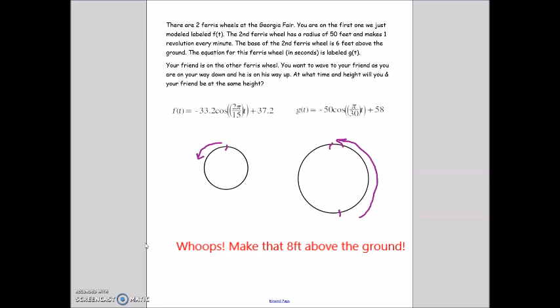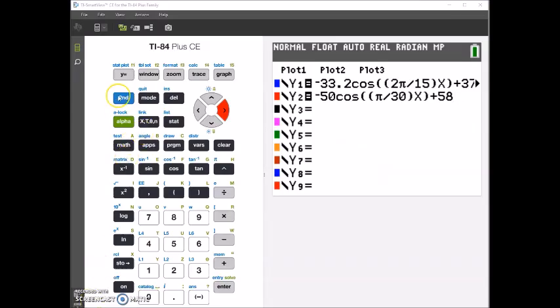Now remember, if we're going to compare these two things, we have to have the same units for our input variable. So we need to use seconds instead of minute. If your friend is on the other Ferris wheel, you want to wave to your friend as you're on your way down. So you've already passed the maximum height, and you're starting to come around the other side, but your friend is still on the way up. At what time and what height will you and your friend be at the same height? So I'll go ahead and enter that second equation in my calculator.